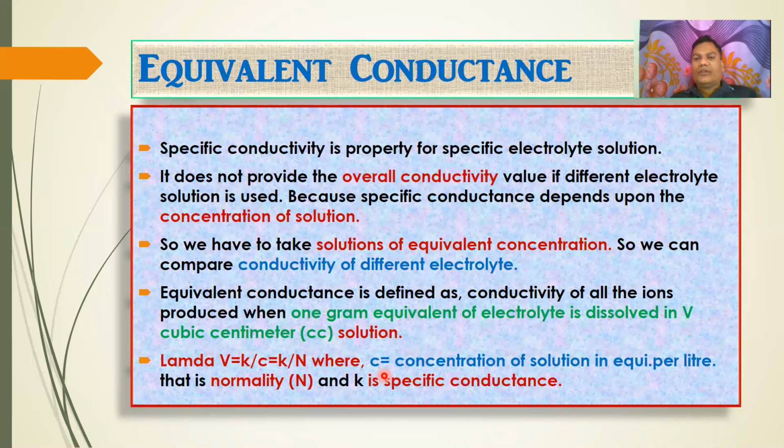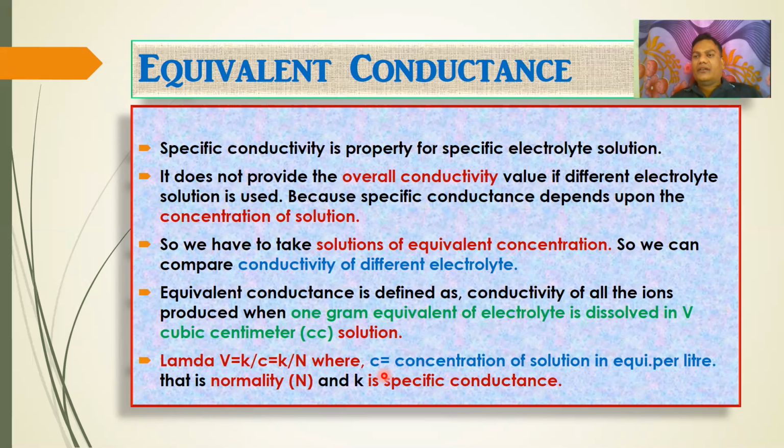So now about the equivalent conductance. We have studied specific conductance. Now we will see equivalent conductance. So specific conductivity is a property for specific electrolyte solutions. Now why can we say this? Because there are a number of electrolytes present. It may be strong or weak, like NaCl, NaOH, HCl, KCl. So these are the number of electrolytes.